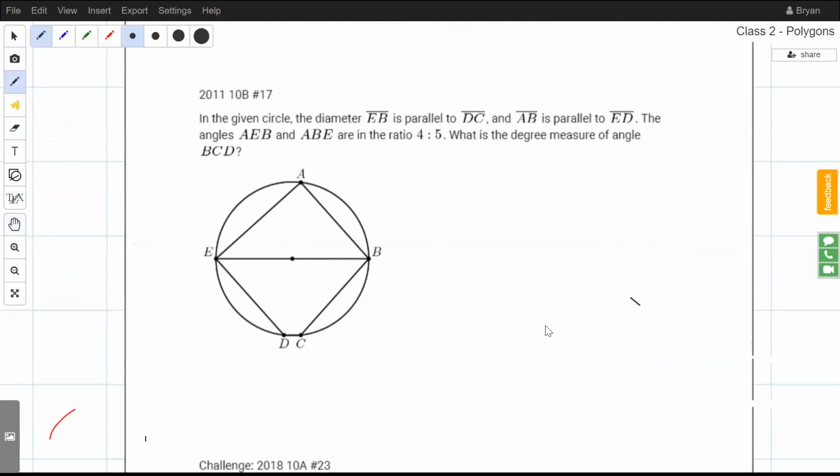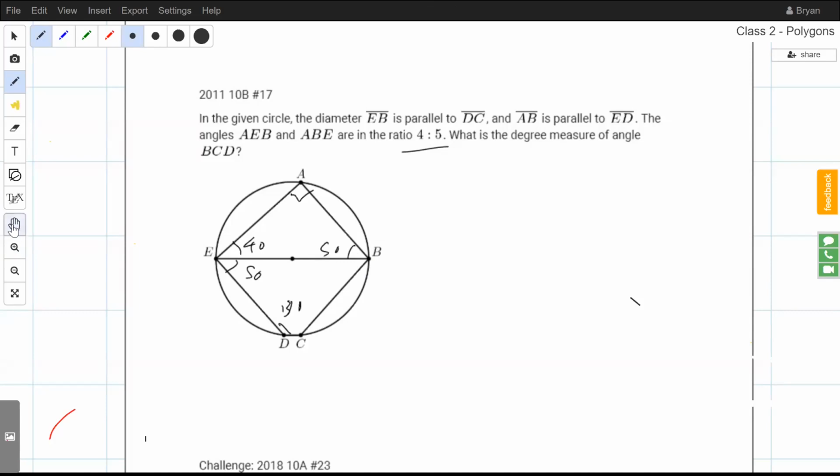Okay, first, since we know EB is a diameter, that must mean EAB is 90 degrees. Then from the 4 to 5 ratio, we know that angle AEB is 40 and angle ABE is 50, as they add up to 90 and are in the ratio of 4 to 5. AB is parallel to ED, so we know that this angle is also 50 degrees. Interesting, isn't it? And since DC and EB are parallel, this must mean that angle EDC is 130 degrees.